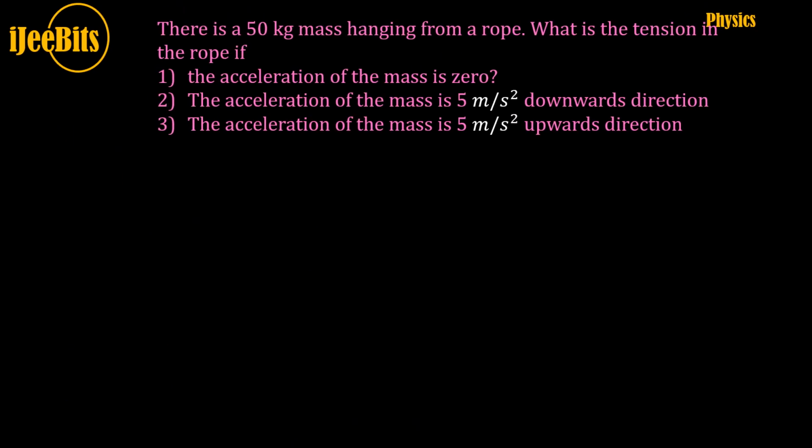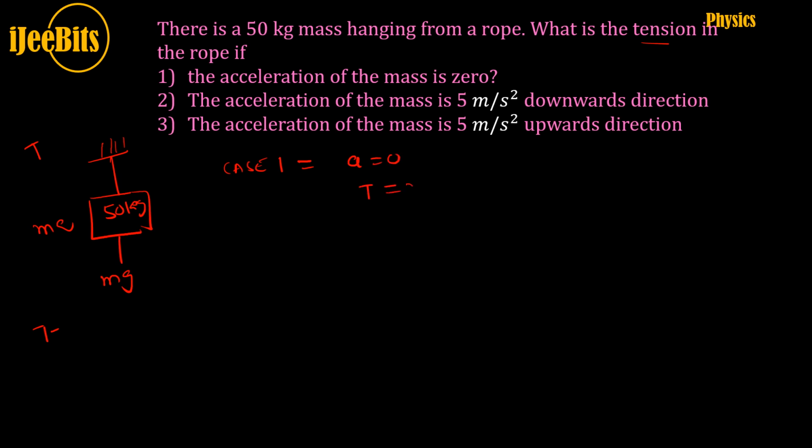Okay, try out this problem statement. So you have a block, m is given, which is 50 kg, right? And hanging from a rope. So what you get is a tension force. In case 1, what does case 1 talk about? Well, let's talk about the formula first. In general, T minus mg, case 1, what does it say? Acceleration is 0. This means tension equals mg, right?